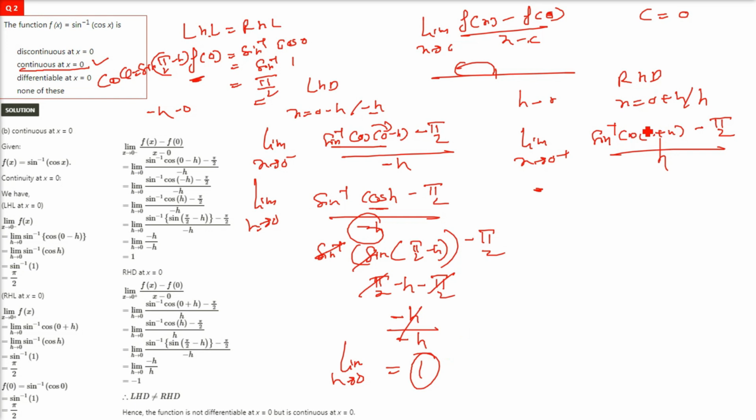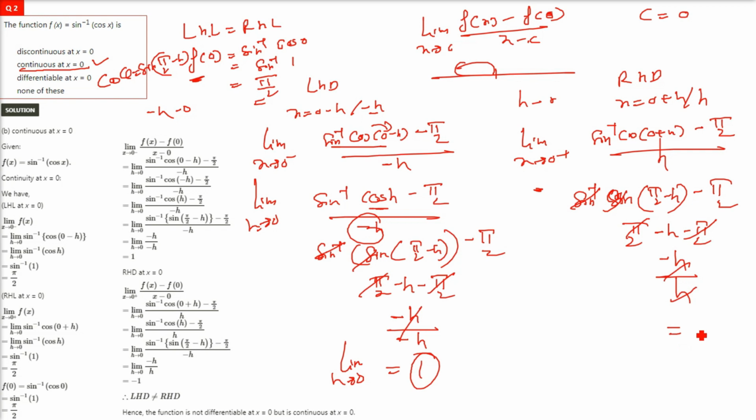Here also, same way we are going to go ahead, sine inverse. In place of cos, write sine 90 minus theta or pi by 2 minus h, minus pi by 2, divided by h. Sine inverse cancels, pi by 2 minus h minus pi by 2 is going to give you negative h. In the denominator you have an h. So this gets cancelled, you have a negative 1. So the left hand derivative is 1, right hand derivative is negative 1. That is, they are not matching. When they are not matching, that means this function is not differentiable, but it is continuous at x equals 0. This is how you will choose a suitable answer from all these 4 options.